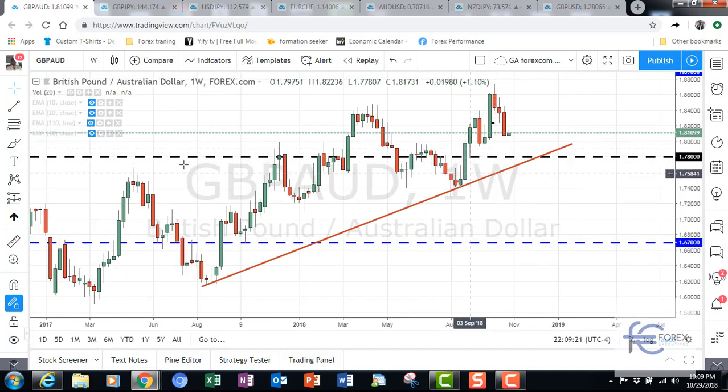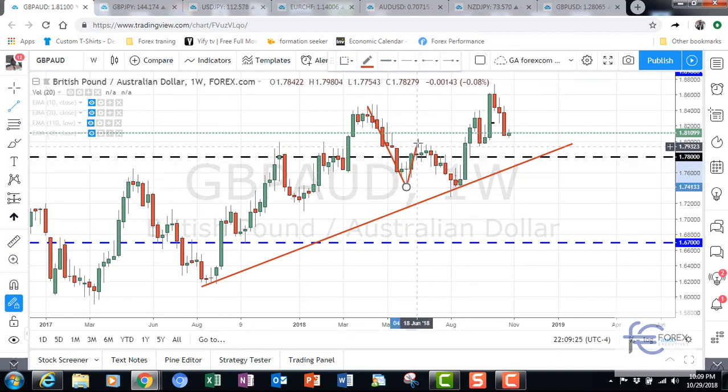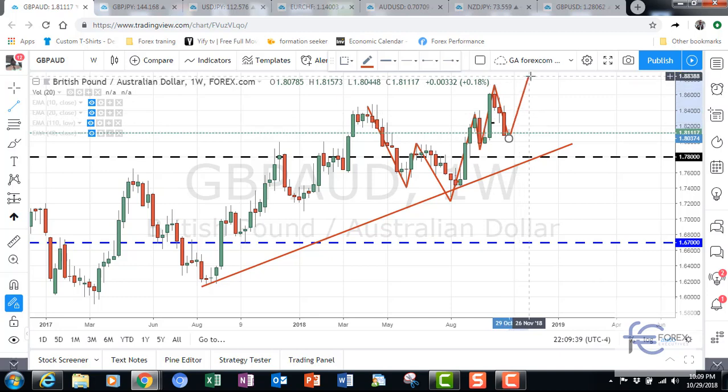The market did this right here. The market created this W pattern that I really liked, and then the market exploded up. Then the market came down: higher high up here, and now we have a higher low. So I'm expecting the market to go up.